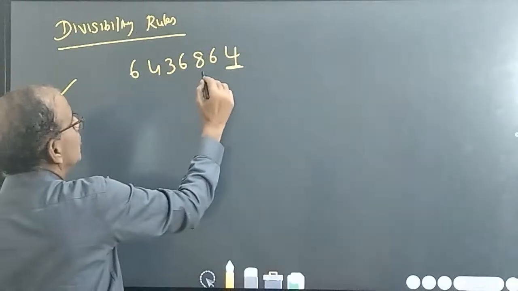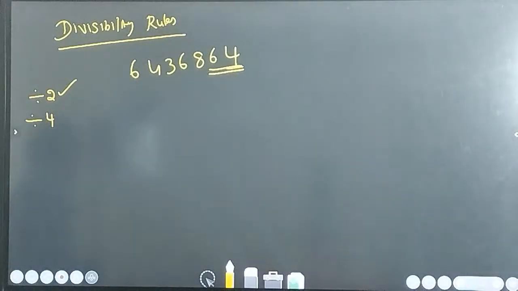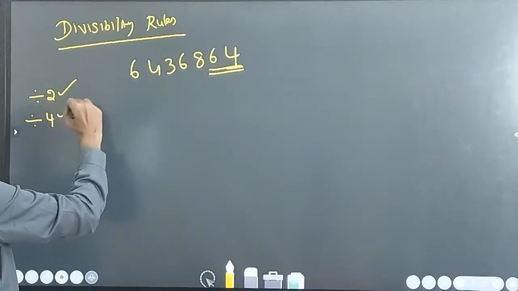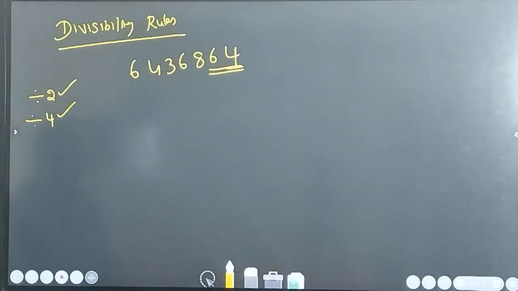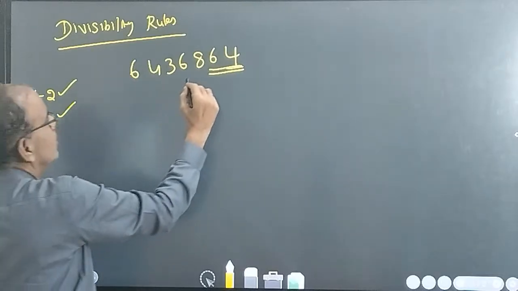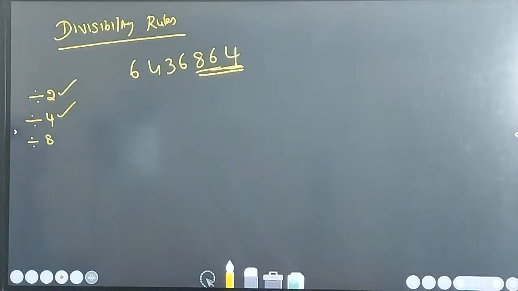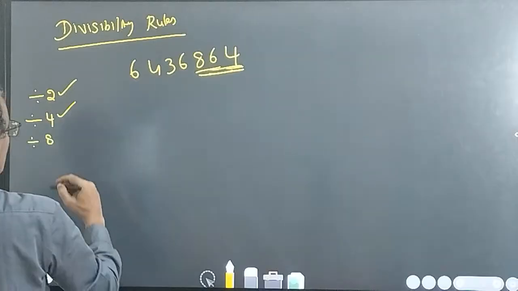Now you want to see whether the number is divisible by 4. You take 2 digits. Whether 64 is divisible by 4? Yes, 16 fours are 64. That means this is divisible by 4. To be divisible by 8, you take 3 digits. Whether it is divisible by 864? Yes, 1 8 is 8, 0, 8. It is divisible. This is 4.